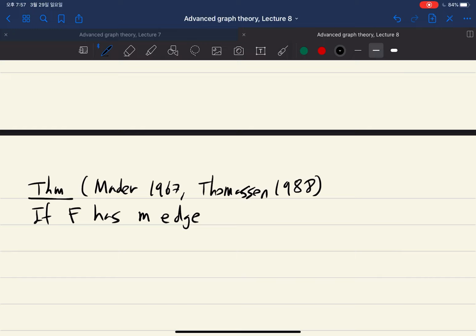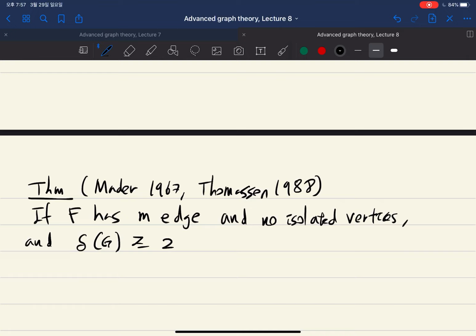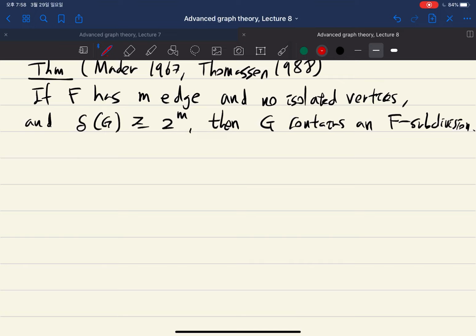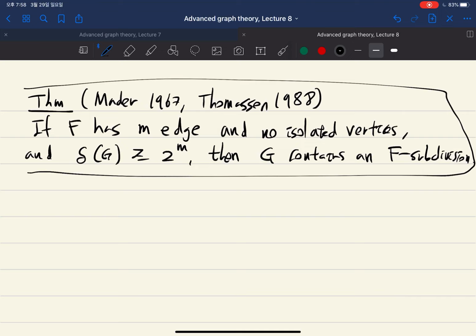If F has M edges and it has no isolated vertices, and G is a graph with minimum degree at least 2 to the M, then G contains an F subdivision. And later, this 2 to the M is improved. But okay, let's talk about that after proving this theorem. So we want to prove this theorem.